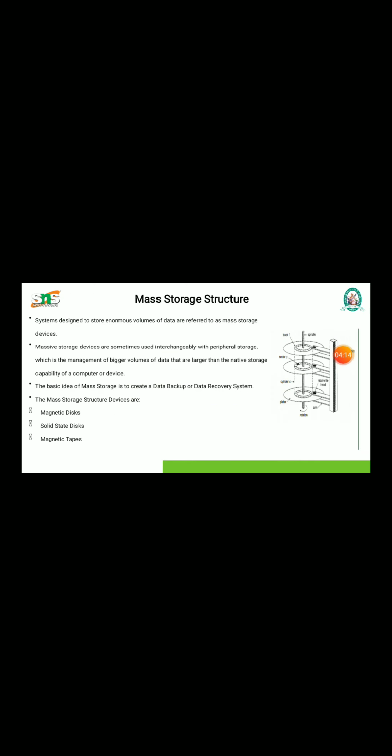The next one is mass storage structure. Systems designed to store enormous volumes of data are referred to as mass storage devices. Mass storage devices are sometimes used with peripheral storage, such as magnetic storage, for bigger volumes of data that are larger than the native storage capacity of the computer. The basic idea of mass storage is to create a data backup or data recovery system. The mass storage devices are magnetic disk, solid state disk, and magnetic tape. The diagram depicts the structure of mass storage.